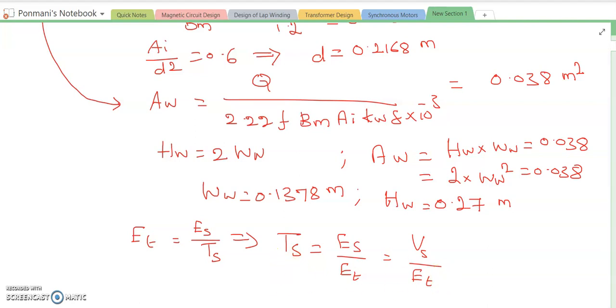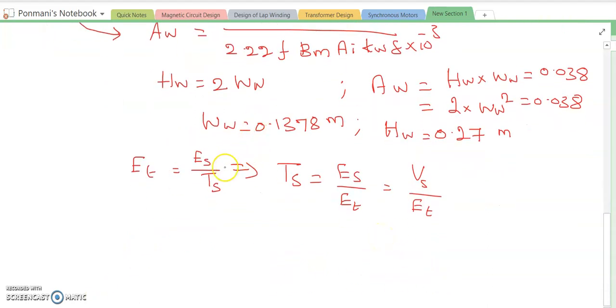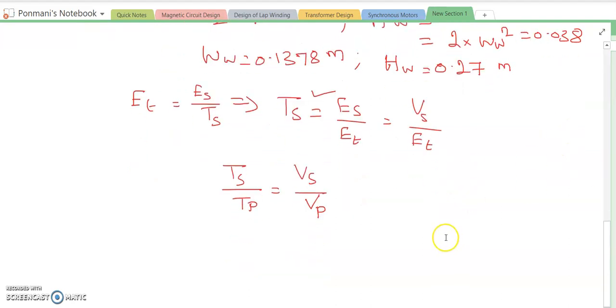Once TS is known, then you can calculate TP. TS by TP is equal to Vs by Vp, so you can calculate the number of turns. Once TS is calculated, you can calculate TP, and then we can calculate the current. Once turns are known, you can calculate the current from the capacity of the transformer, and then you can calculate the area of cross section, IP by delta or IS by delta. Okay, that's all. Thank you.